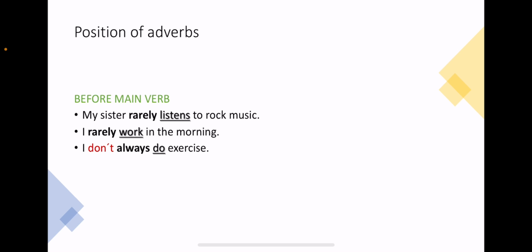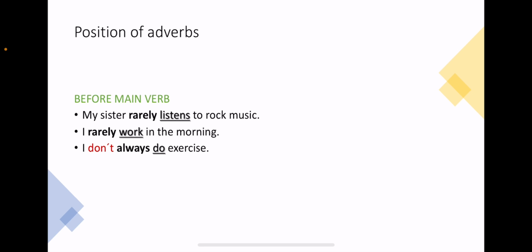So, my sister listens to rock music. If I include an adverb in that sentence, I'm going to put the adverb before the main verb, before listens, right? So, my sister rarely listens to rock music. I rarely work in the morning. I don't always do exercise.